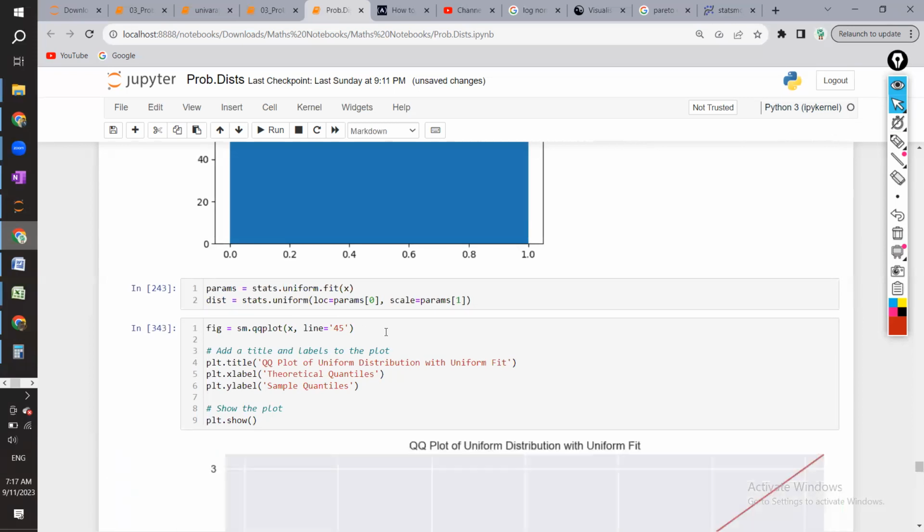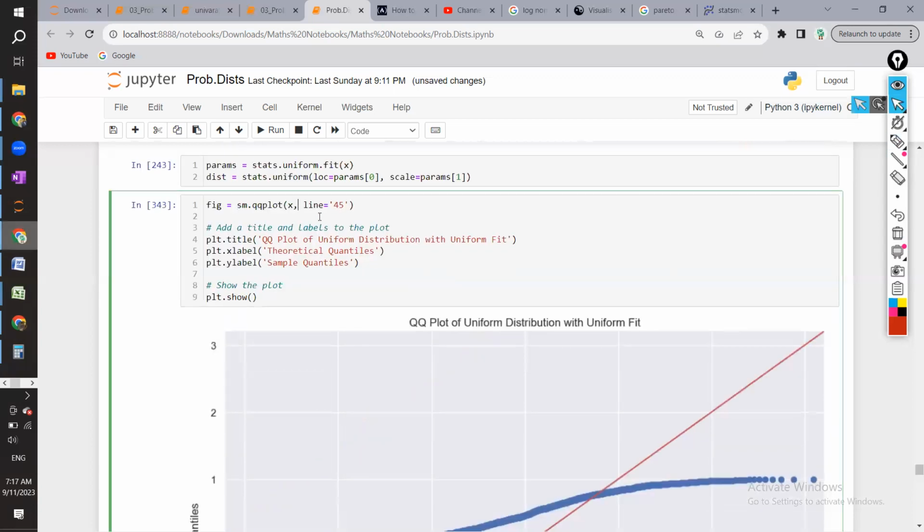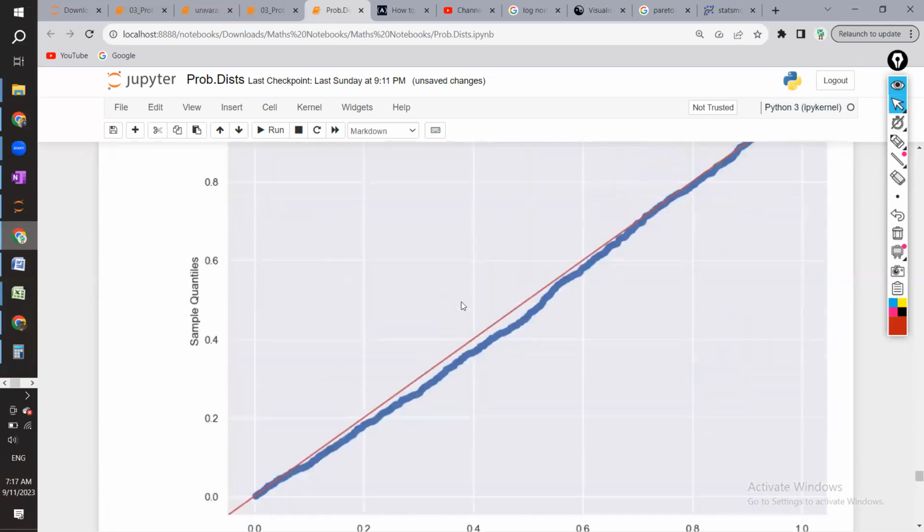Now if you see, this red line is my normal distribution, because by default it is normal. And this is like a uniform distribution. So obviously there is so much change. You are comparing uniform with normal, so obviously both will be very different from each other. But if I specify dist, which is our uniform distribution, then it will compare uniform with uniform.